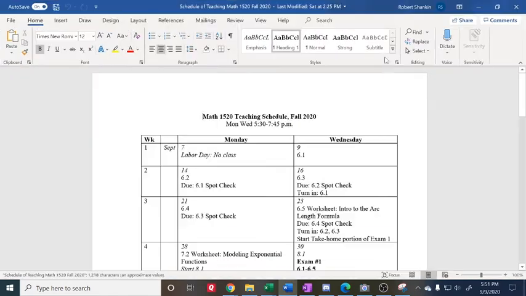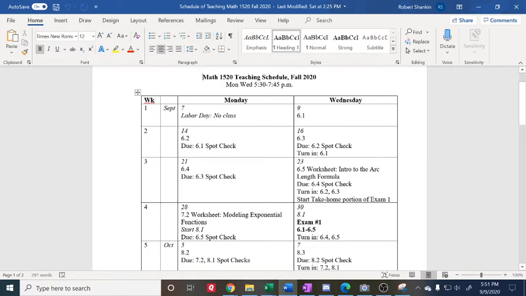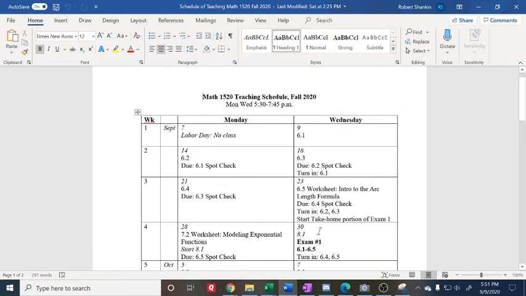Alright. So once I post the right one up here, I'd highly recommend that you download this, print it out, and then refer to it daily. It tells you when everything is due, and it gives you the exam dates, what sections the exam covers throughout the semester. You'll notice right away it says today we're doing 6.1. On Monday there's what's called a 6.1 spot check. And then on Wednesday of next week you turn in 6.1.